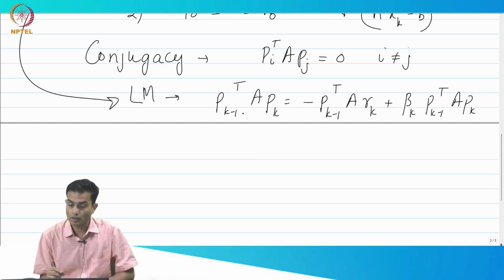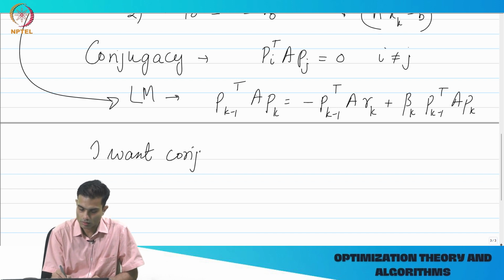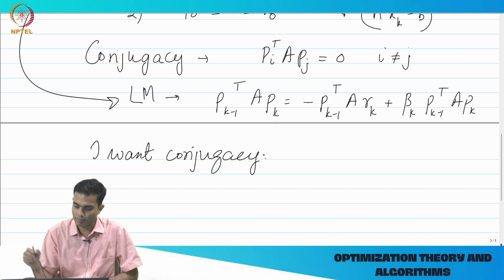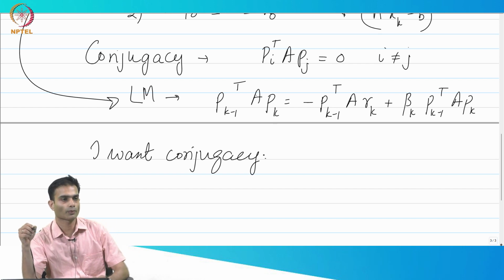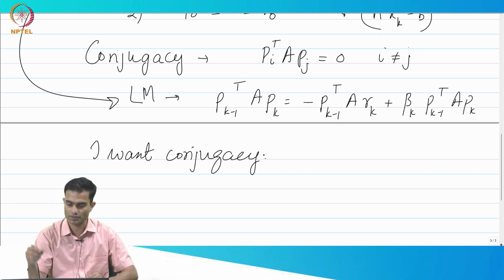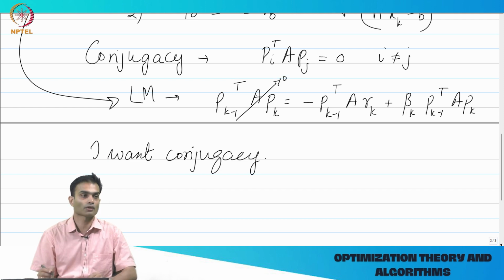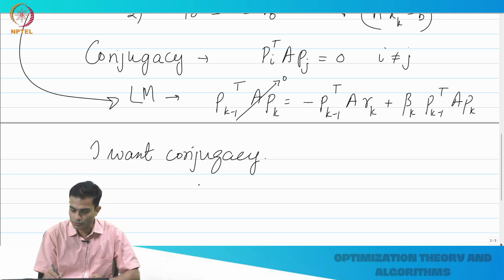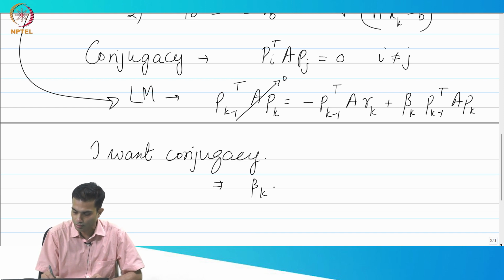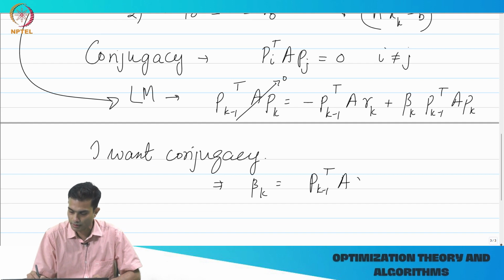Now I want conjugacy. Remember, beta is still in my hand. I can choose it the way I want, right? So it's a free parameter. I choose it such that I get conjugacy. So I'm going to insist that this term go to 0. If this goes to 0, what am I left with? Beta k. Beta k therefore has to take on this value, pk minus 1 transpose A rk over pk minus 1 transpose A pk.